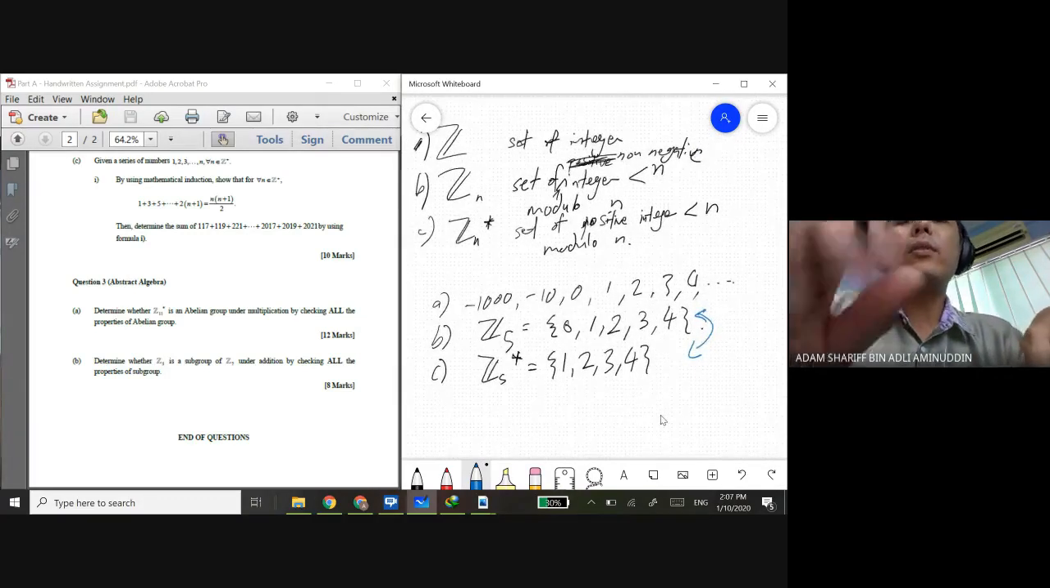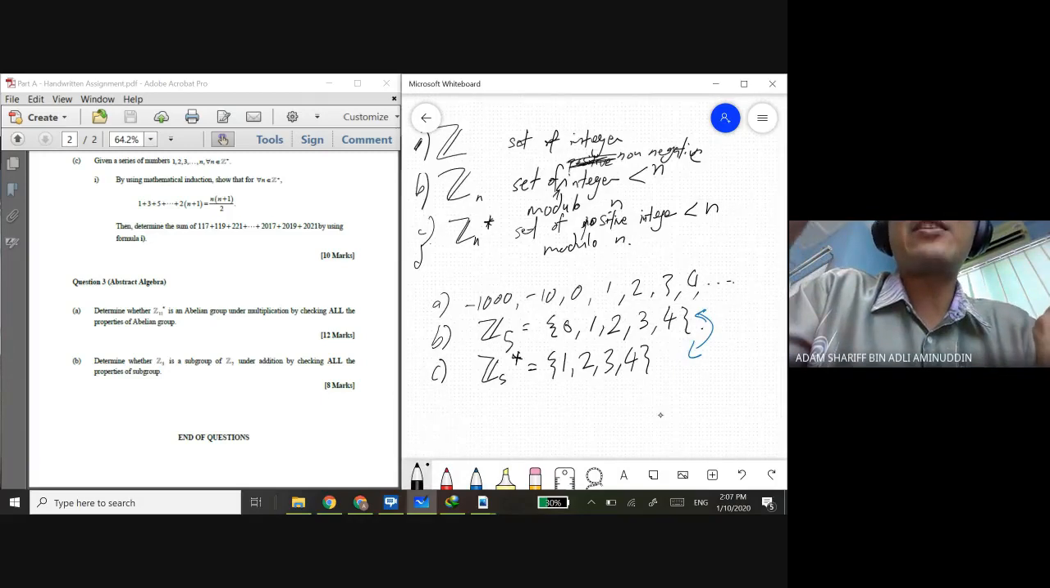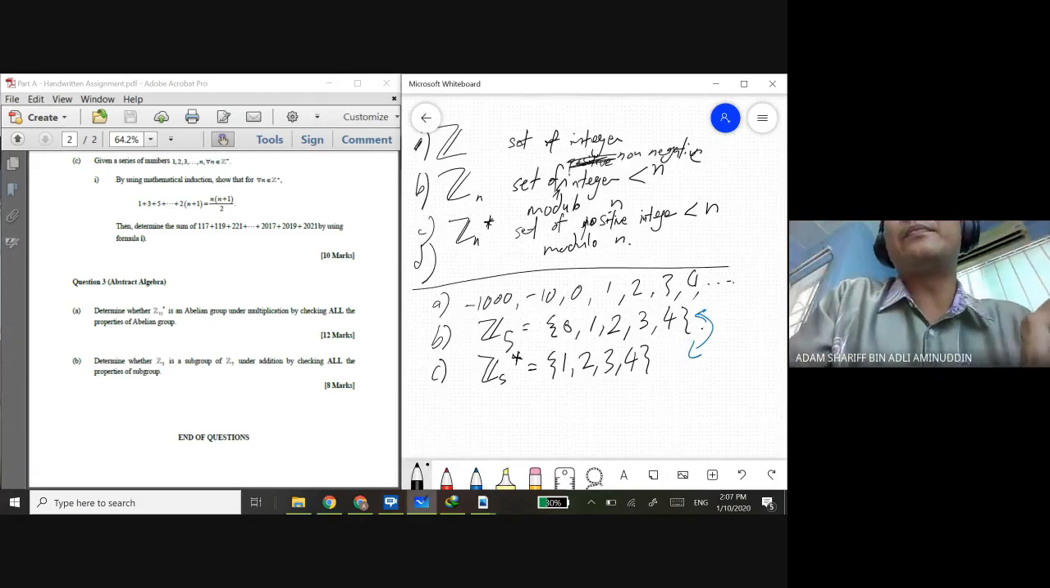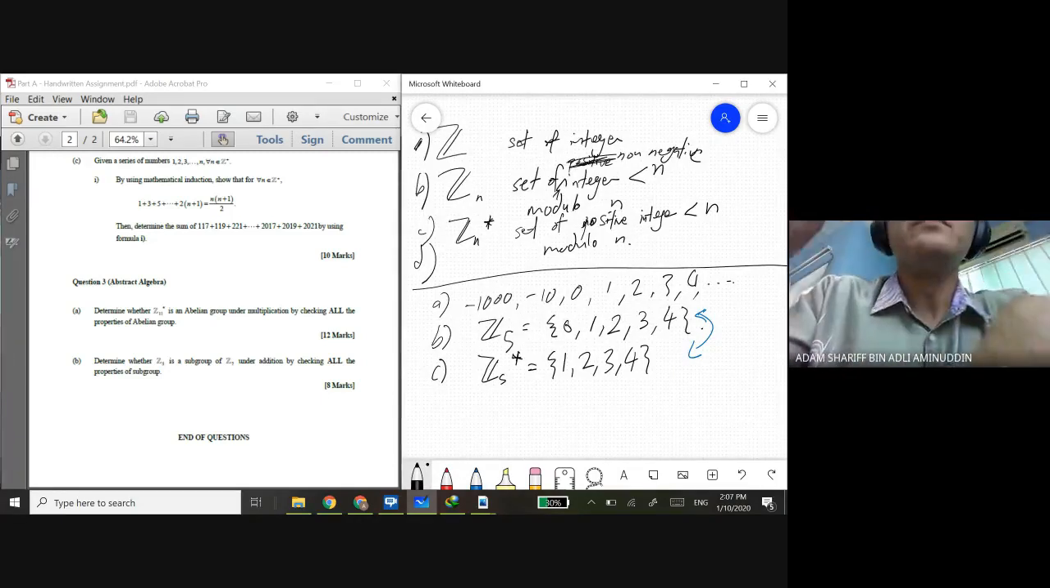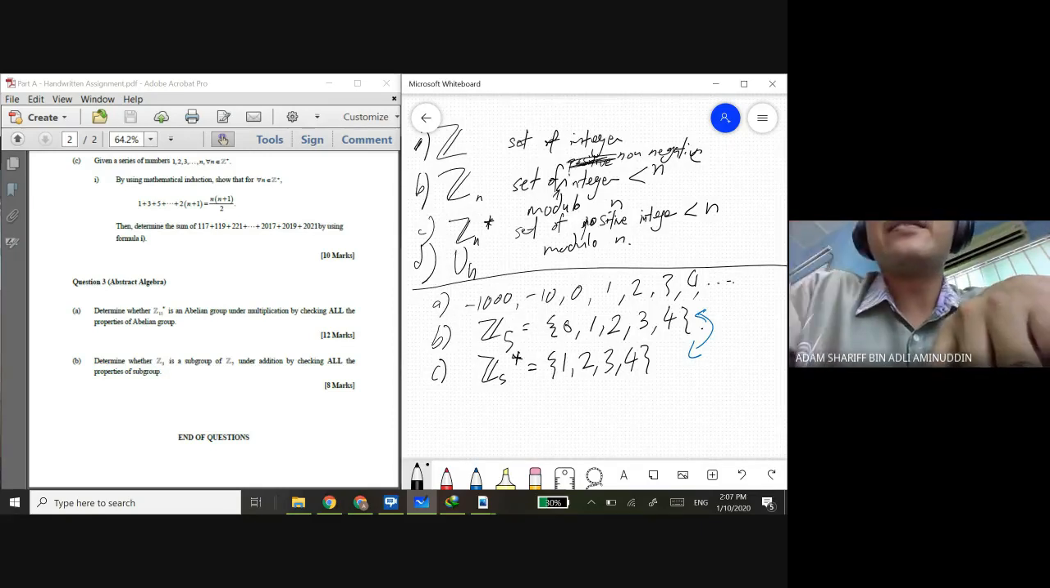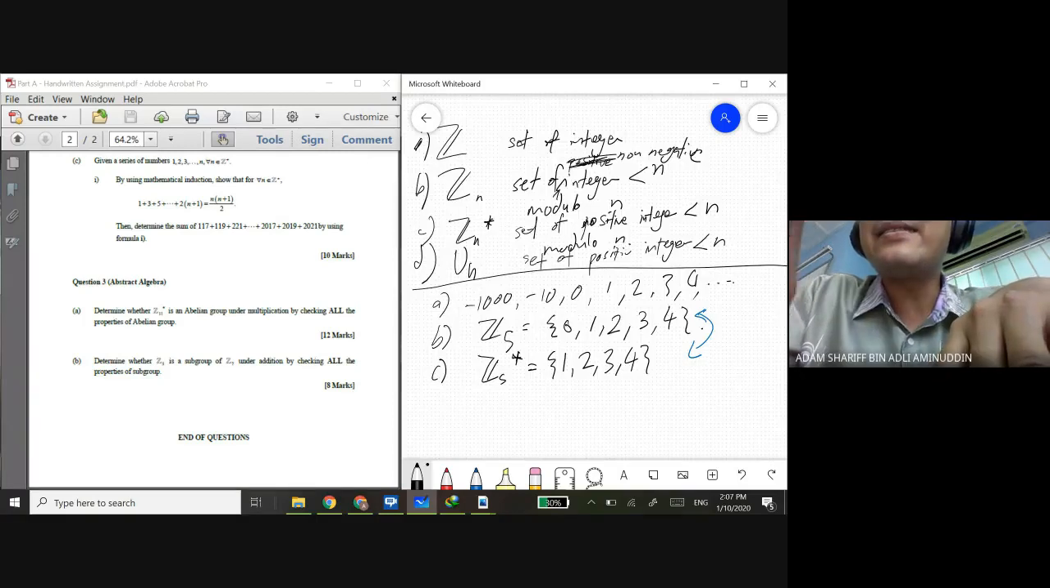And then you have one more. Later I will tell you about matrices, don't worry, I have taught matrices too. Un, or U of n, is a set of positive integers less than n that are relatively prime with n.